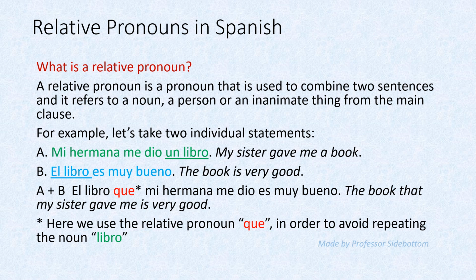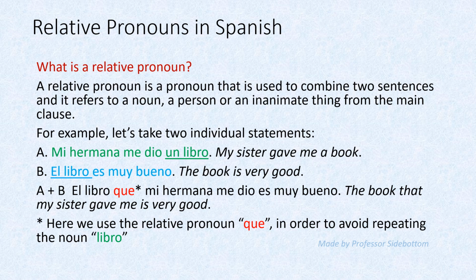First, let's start by answering the question, what is a relative pronoun? Well, a relative pronoun is a pronoun that is used to combine two sentences, and it refers to a noun, which can be a person or an inanimate thing, from the main clause.